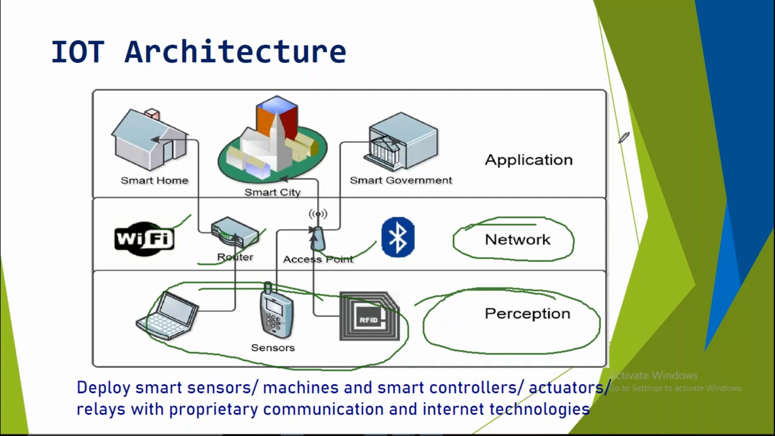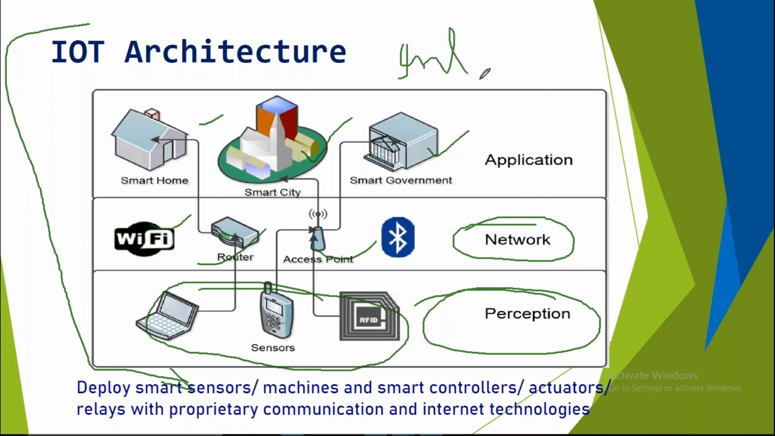Then our application comes: a smart city, smart grid, or smart government. So what I can say is that I would deploy smart sensors or machines and smart controllers, actuators or relays, with proprietary communication and internet technologies, to communicate between the sensors, machines, controllers and actuators. That is finally the IoT architecture.